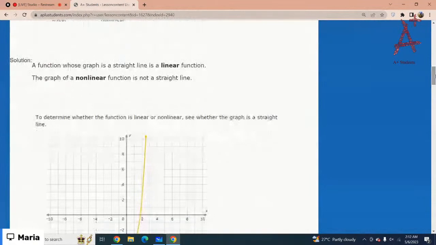Okay, the next one is a function. Here is the definition of the linear function. A function whose graph is a straight line is a linear function. So which is a linear function? The one whose graph is a straight line. Got it? So this one is not straight. So this one is not the linear one. Got it?